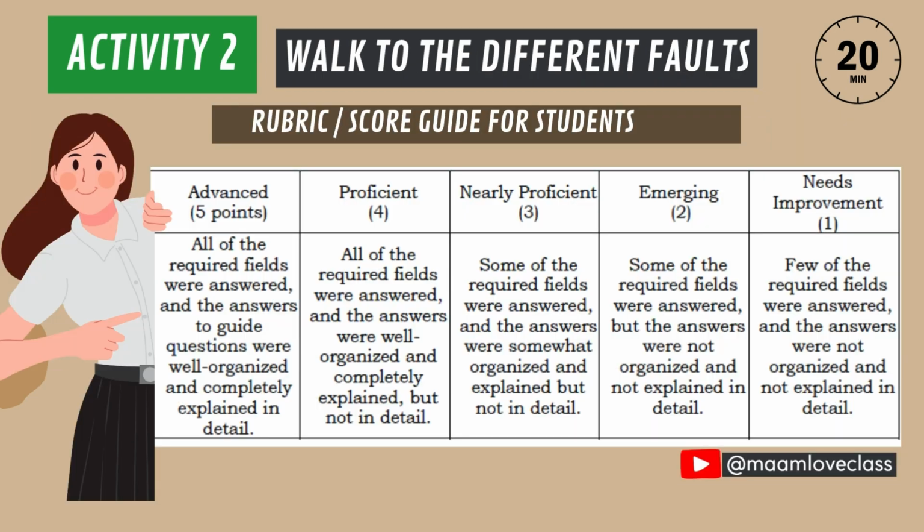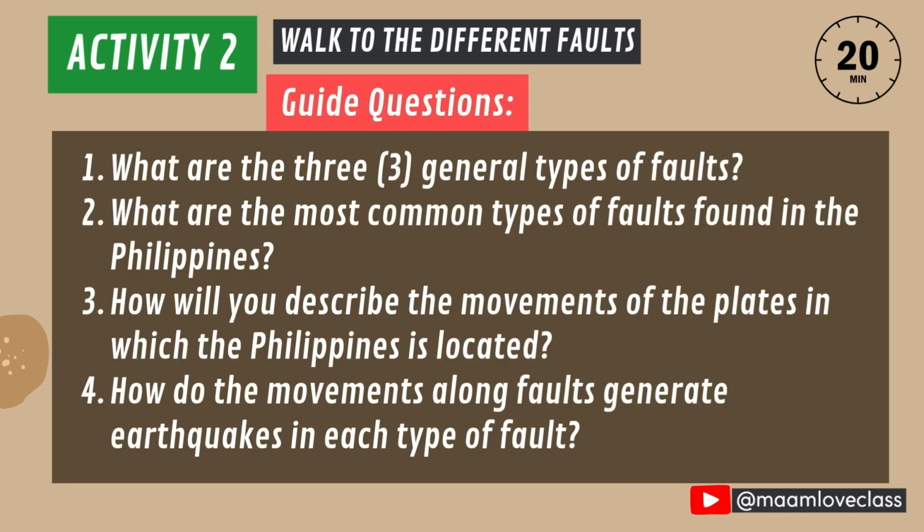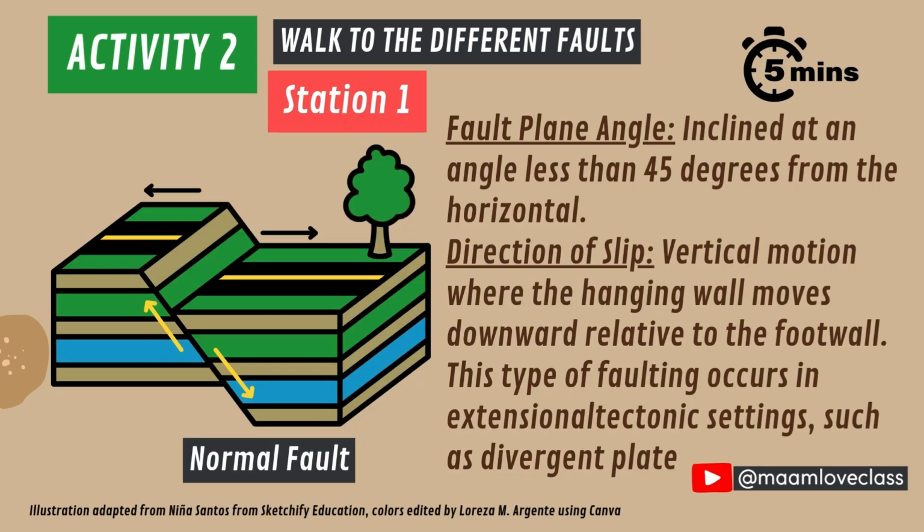And here is the rubric for your guide and how you will be graded for this activity. Guide questions. Number 1. What are the 3 general types of faults? Number 2. What are the most common types of faults found in the Philippines? Number 3. How will you describe the movements of the plates in which the Philippines is located? Number 4. How do the movements along faults generate earthquakes in each type of fault? Complete the table as you move on to the different stations.